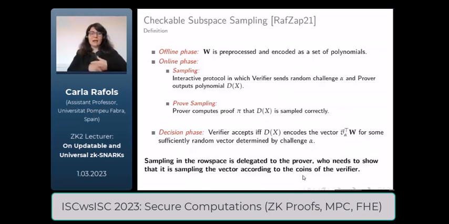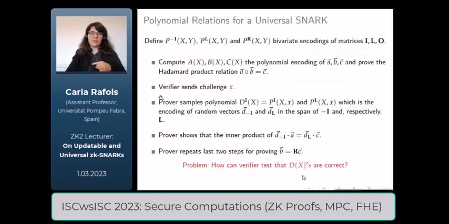So we defined something called a checkable subspace sampling, which will be a protocol that will allow me to show that a certain polynomial is the correct partial evaluation. So in some sense, what I'm doing is encoding the fact that I'm sampling a vector in the row span of a matrix with some coins given by the verifier, okay?